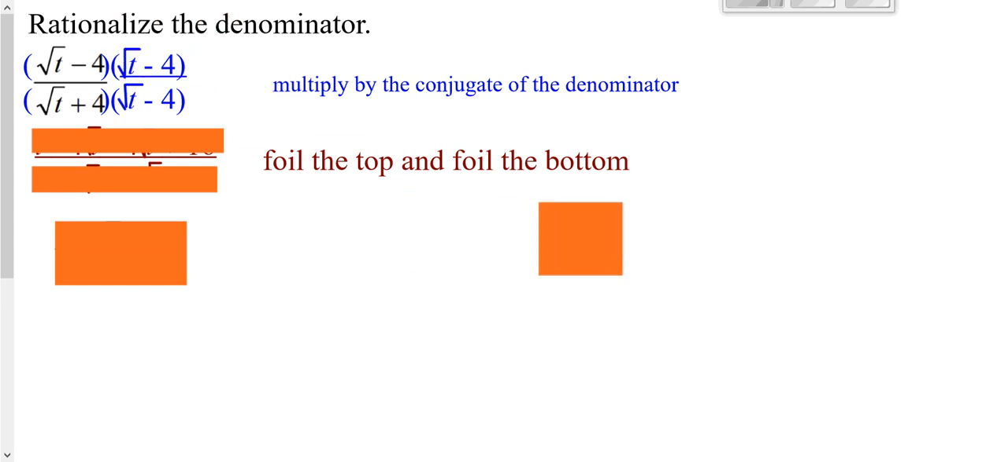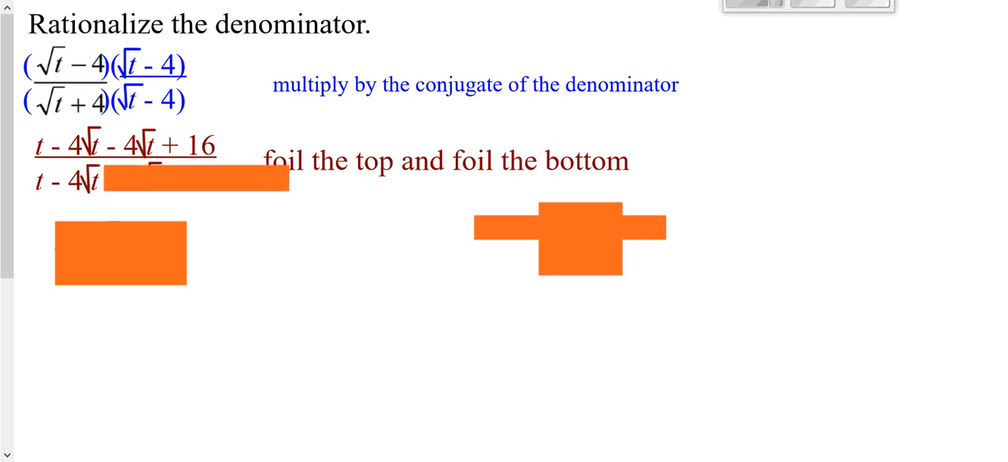So we multiply the top by that and the bottom by that. So now we're going to FOIL. We're going to multiply them together. Root t times root t on top, that's t. Do our outer terms, do our inner terms, do our last terms. On the bottom, we're also going to FOIL: our first terms, our outer terms, our inner terms, and our last terms.